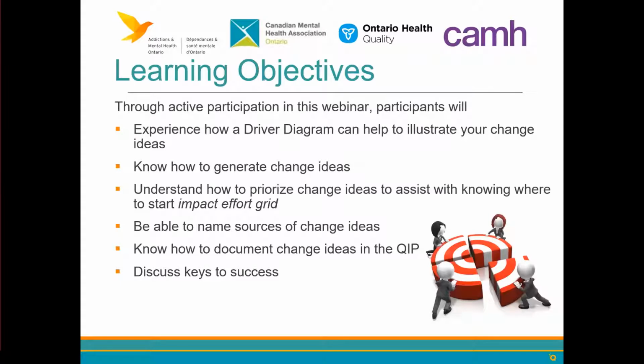So, learning objectives for today's session. We're going to go through one of our favorite tools, which is driver diagrams, and we're going to demonstrate how you can use this tool to illustrate your change ideas, and know how to generate change ideas, rather important as this is the focus of today's session. Understand how to prioritize change ideas and assist with knowing where to start. This is using a tool called an impact effort grid, which is a really handy QI tool. At the end of the session, you should be able to name sources of your change ideas, know how to document them in relation to your quality improvement plan, and as always, discuss keys to success.